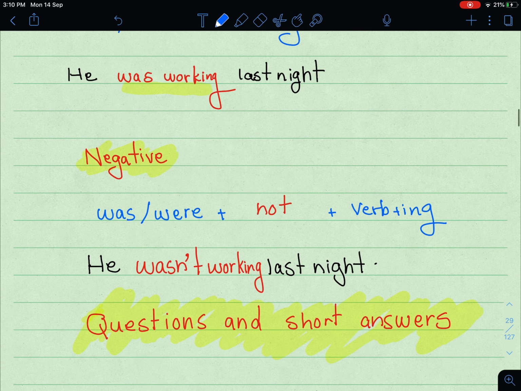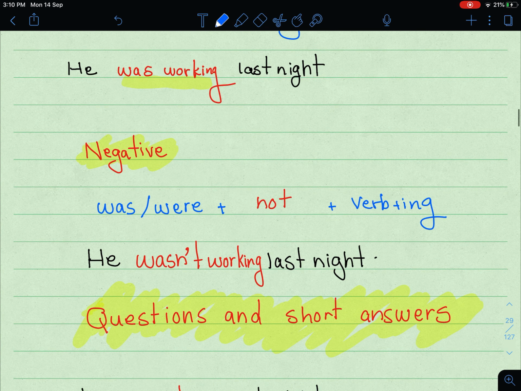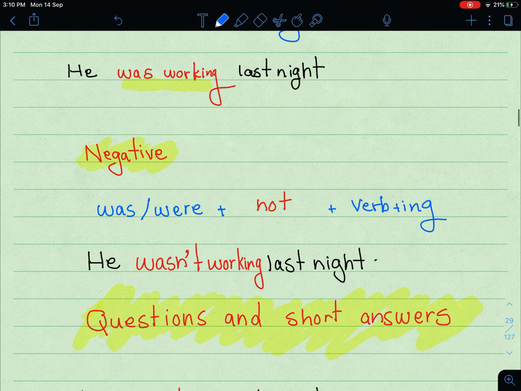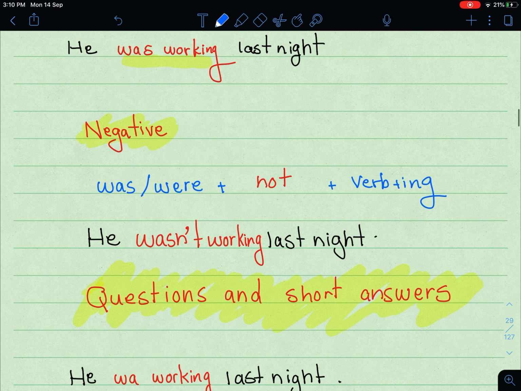Past progressive, he was working last night. Okay, he was eating his lunch yesterday, for example. Negative is pretty easy.